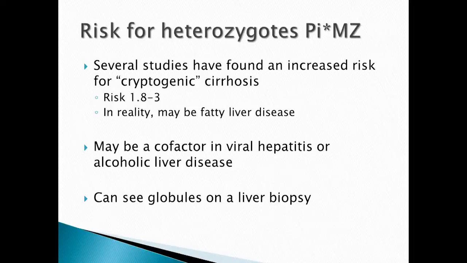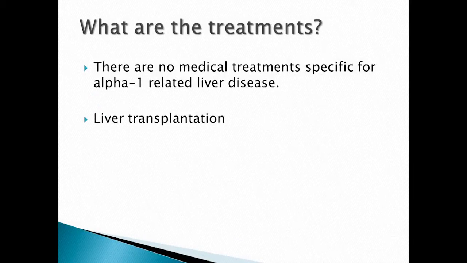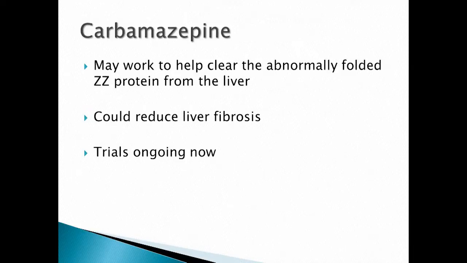I have MZ patients where we can see the same accumulation of liver disease, of alpha, in the biopsy. So not a lot of treatments, but we can talk about liver transplantation in a minute. This is a study, carbamazepine, that you may be aware of. It actually helps clear the liver. That's the idea: the abnormally folded protein out of the liver, and it may help reduce liver fibrosis.